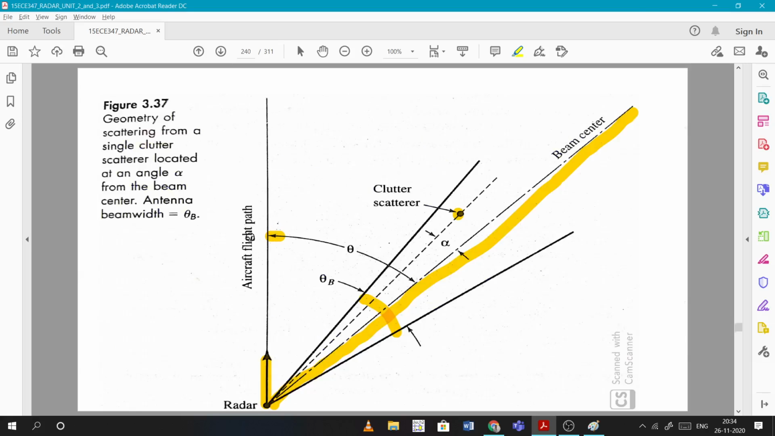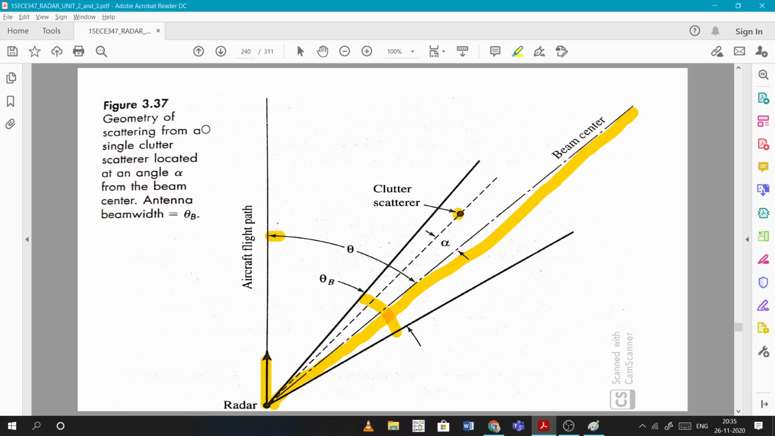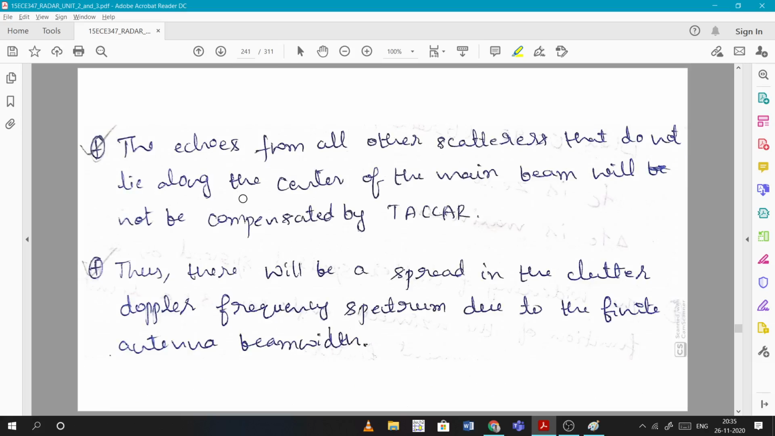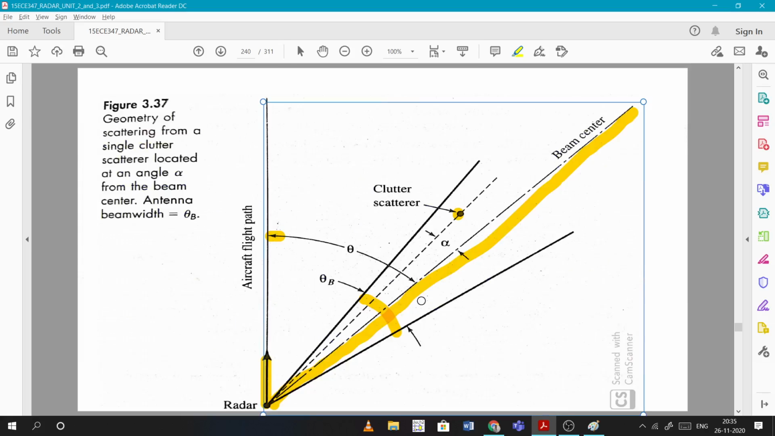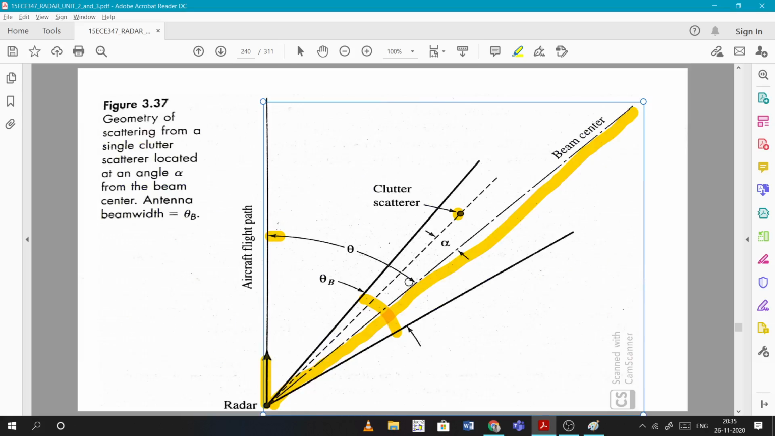Here, the echoes from all other scatterers that do not lie on the center of the main beam will not be compensated by TACCAR. That means if this line is along the beam center, then it can be compensated. Thus, there will be a spread in the clutter Doppler frequency spectrum due to the finite antenna beam width, because they are not lying along the beam center.